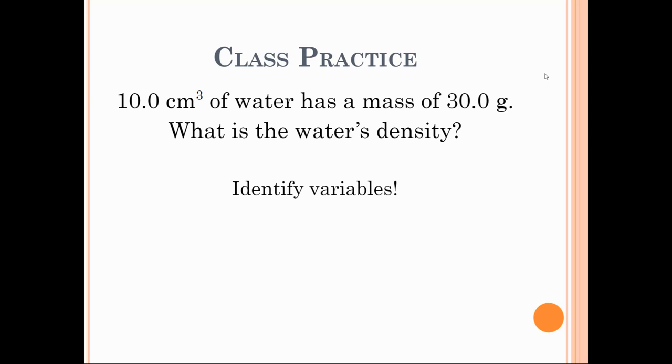So first off, you need to identify what you're given and what you're asked to find. Okay, so you're asked to find density. So we know the density equation is D equals M divided by V. Volume is always something cubed, right? So density is going to be D equals M over V. So 30 divided by 10 is going to be the density.